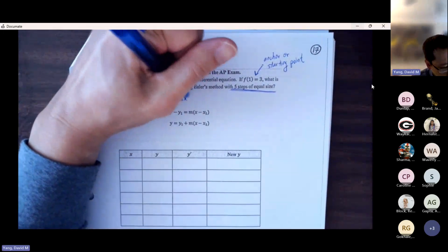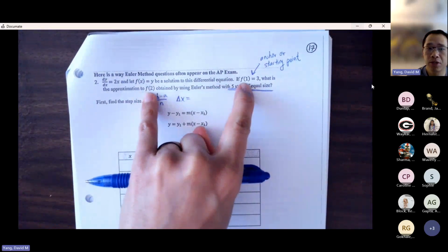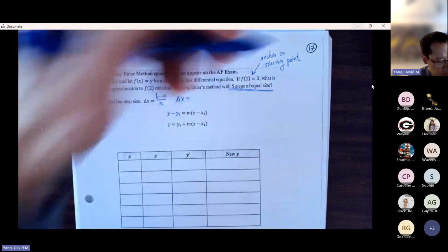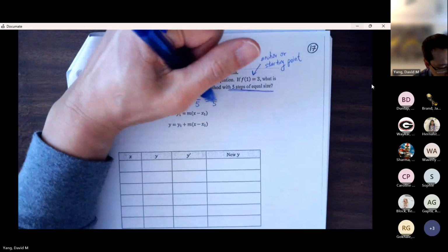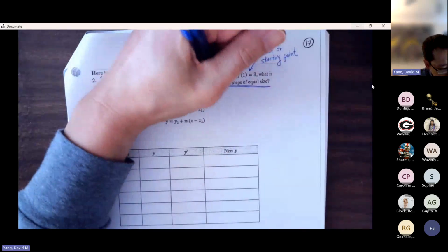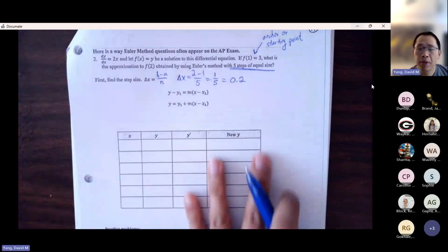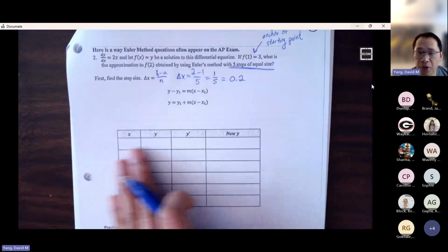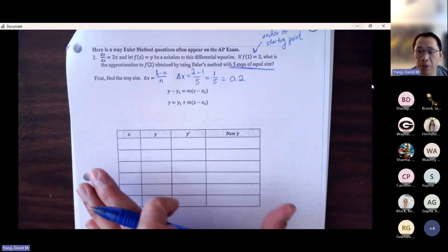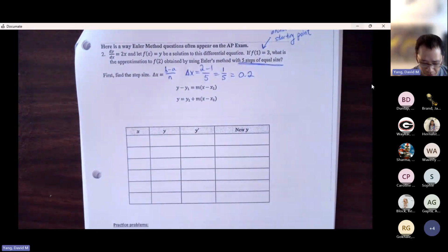So our delta x is going to be, my a value is 1, my b value is 2, so 2 minus 1 divided by 5, which is 1/5, which is 0.2. Okay, we're going to be using this table here. On the AP exam, the table is not going to be drawn for you. You're going to have to draw your own sketch and build out your own table. But for now, I'm going to have the table built for us here.